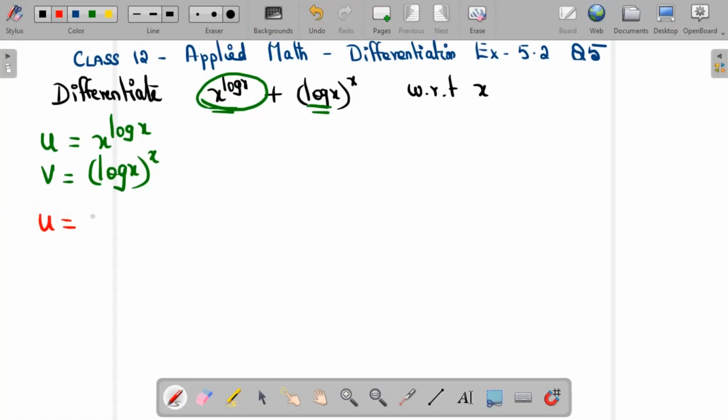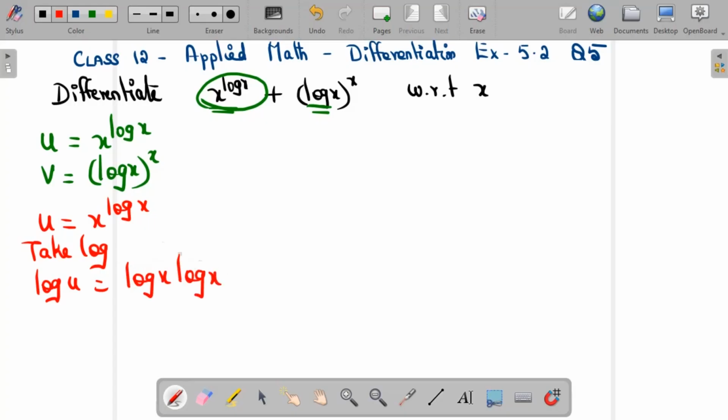So u is equal to x power log x. I'm going to take logarithm on both sides. So take log. So this will become log u is equal to log x into log x. Why? Because log of x power log x is log x into log x. Log of a power m is m log a.